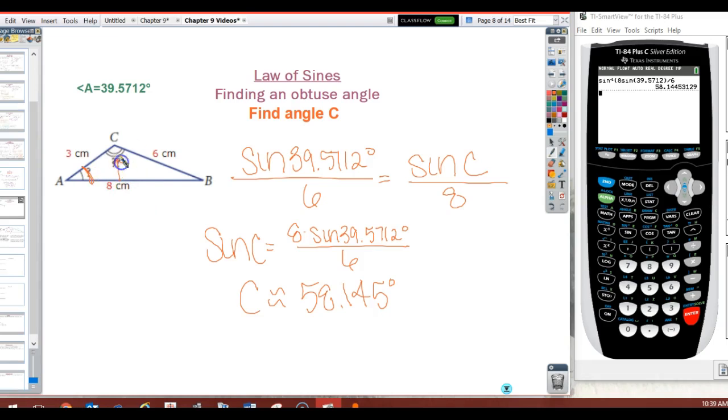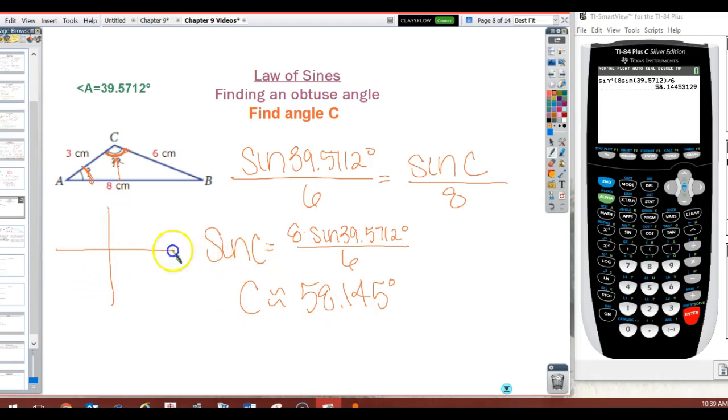Now if you look at this triangle, side 8 is the longest side. That means that angle C needs to be the largest angle. Well, if C is only 58 degrees and angle A is 39 degrees, the largest angle would end up being angle B, which we know that that can't be correct. So the problem with taking the sine inverse or using law of sines to find an angle is if your angle is meant to be obtuse, sine will not tell you that.